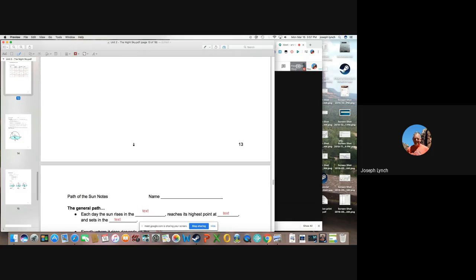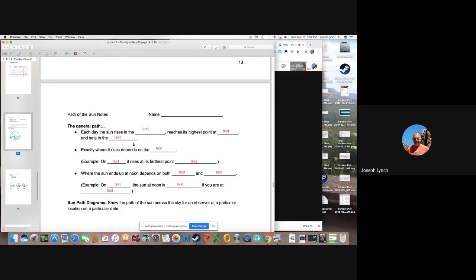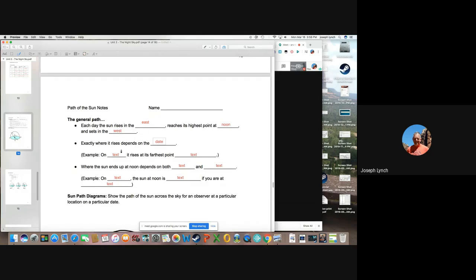So the general path of the sun is that the sun rises in the east, and it reaches its highest point at noon, and it sets in the west. Exactly where it is depends on the date. Okay? It doesn't rise straight east, it's just in the eastern sky. And on June 21st, for example, it rises at its farthest point north of east.